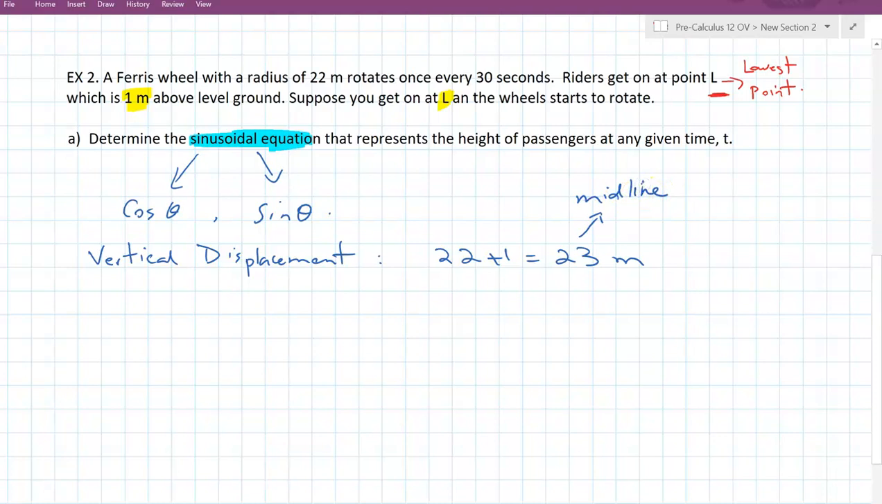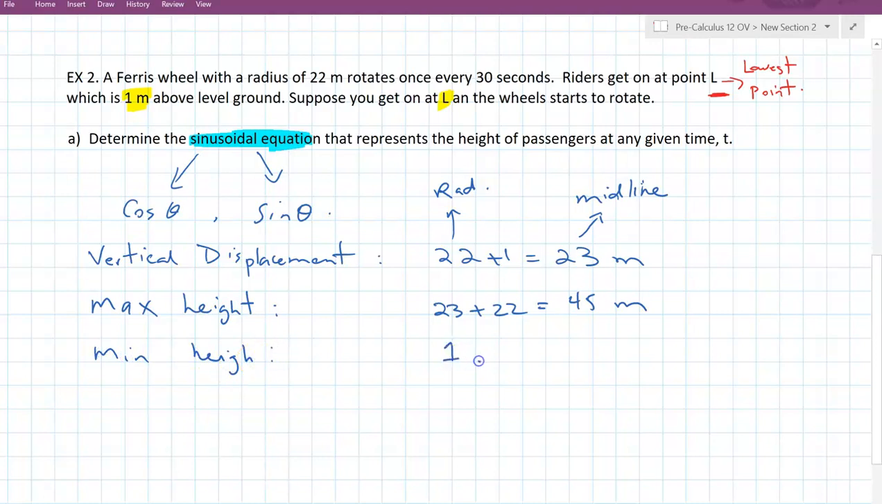All right, very good. Next one, where is the maximum value, the maximum height? Maximum height, we have 23 plus another 22 for the radius. Remember, this is the radius, right? So that will be 45 meters. That's the highest it can possibly be from the ground. Where is the minimum height?